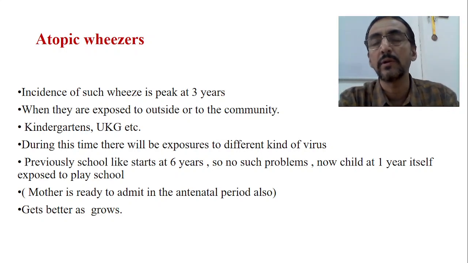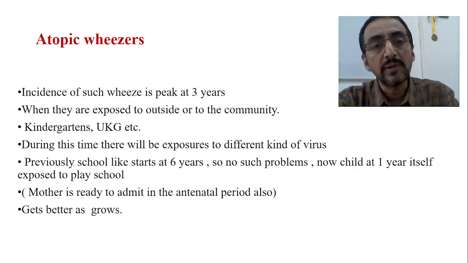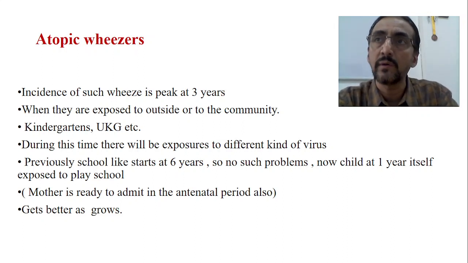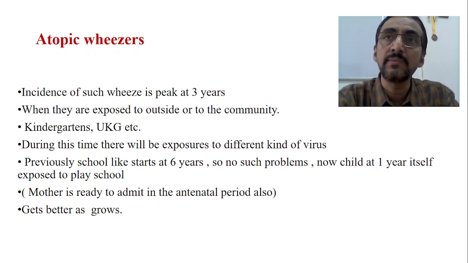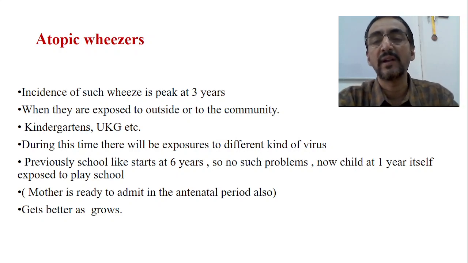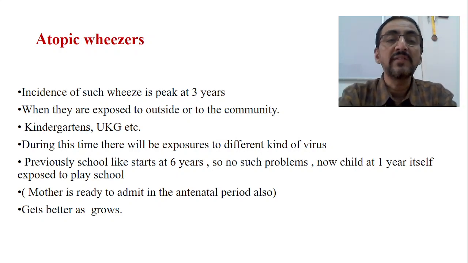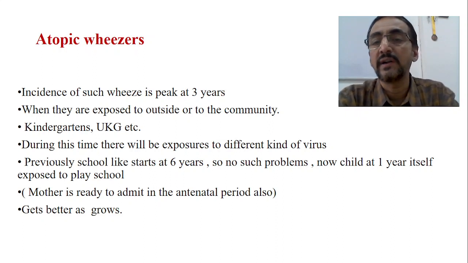They will damage the columnar epithelium of the bronchial tree, and when the columnar epithelium loses its original configuration, the mucus secretion will be less, and there will be a drying effect. Because of all these things, the child is again more prone to viral infections. So during this time, the child is exposed to different kinds of viruses.